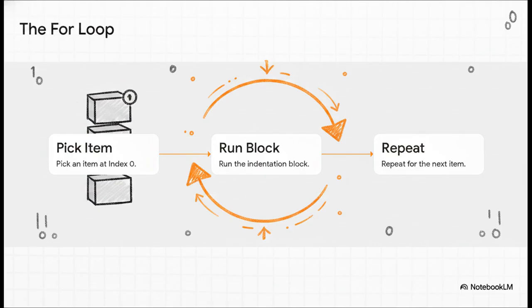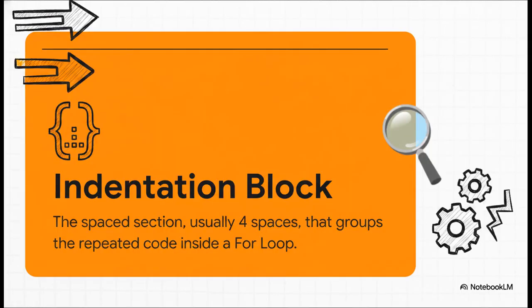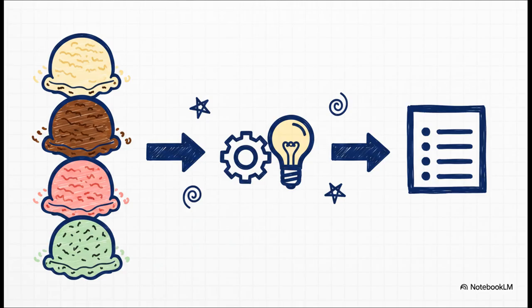But, and this is a big but, you've got to pay close attention to this syntax rule. To tell Python exactly which code to repeat, you must use an indentation block. This is the spaced section, usually 4 spaces or a tab, right beneath your for loop statement. If you forget these spaces or misalign them, Python literally won't know what belongs inside the loop and your entire automation is going to break instantly. Structure really matters here.